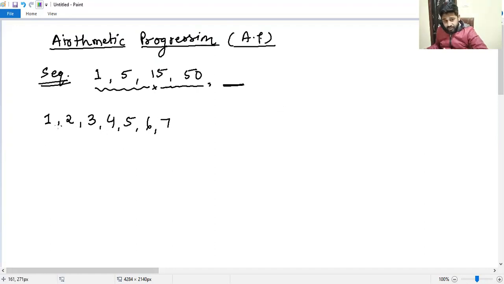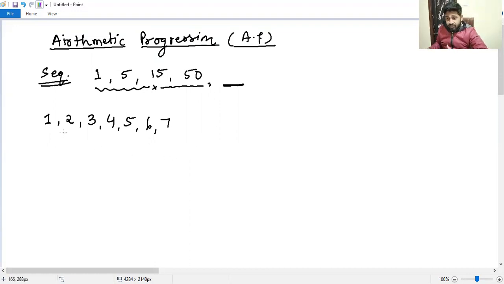So there is a fixed pattern and progression also. There is a progress, 1, then 2, then 3, then 4. There is a progress with a fixed pattern. That's why this is a progression. So there are 3 types of progression. One is arithmetic progression, the second one is geometric progression, and the third one is harmonic progression. So today we'll see the arithmetic progression.